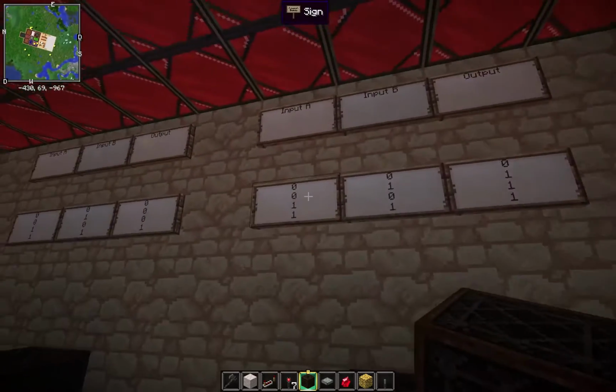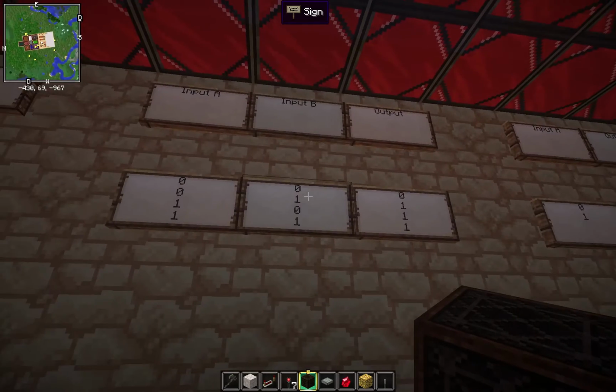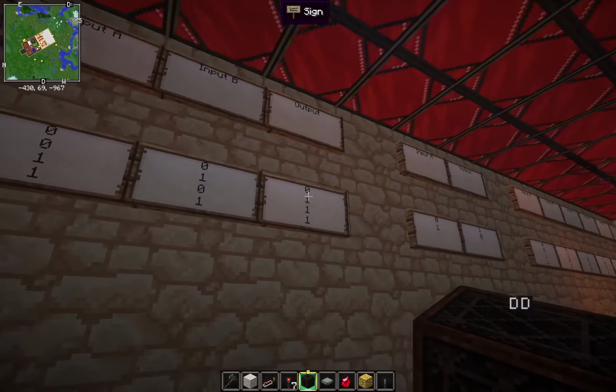So we can see from the truth table, if both are off, our output's off. If input B is on, we have power.